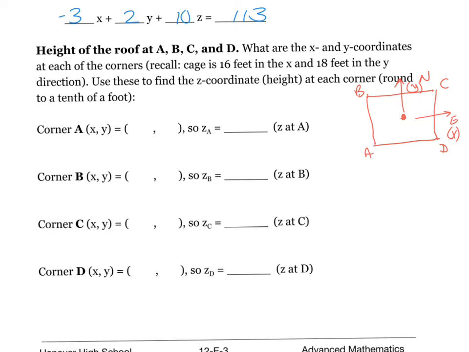And we have dimensions for the foundation. This is 16 feet, and this is 18 feet. So that enables me to write the coordinates for the four corners of the roof.